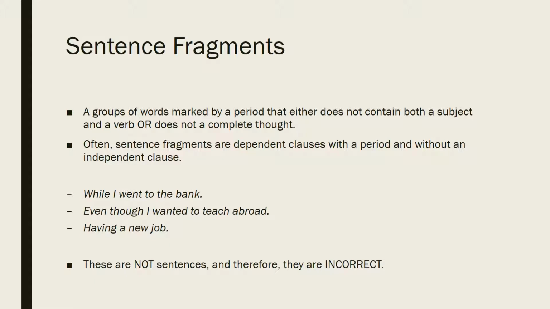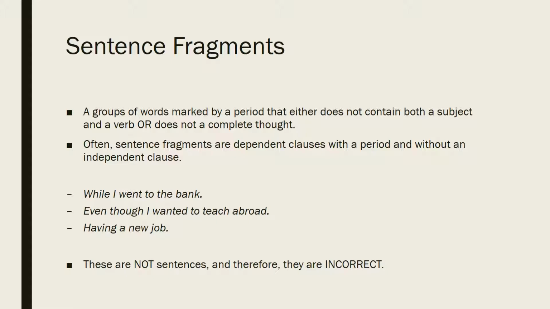Okay, to end this section on our clause review, I want to talk about sentence fragments. A sentence fragment is a group of words marked by a period that either does not contain both a subject and a verb or does not complete a thought. Like we said before, an independent clause has a subject and a verb, and it is a complete thought, which means it can stand alone. Often, sentence fragments are dependent clauses with a period and without an independent clause.